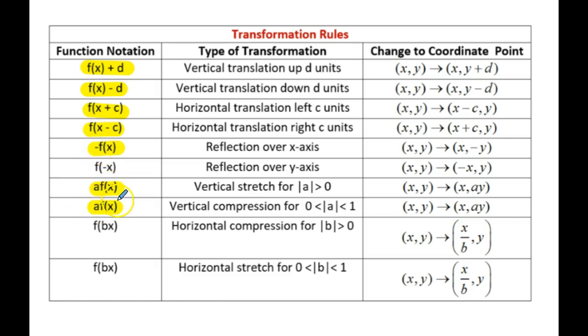And then the last transformations we're going to discuss are vertical stretches or vertical compressions. Lots of times, instead of compression, they'll say shrink. So vertical stretch or vertical shrink. It's going to be a vertical stretch if the absolute value of a is greater than 1. It's going to be a vertical shrink or compression if the absolute value of a is between 0 and 1. So make sure to highlight these ones that are highlighted on my screen. The other three, we'll get to those later.